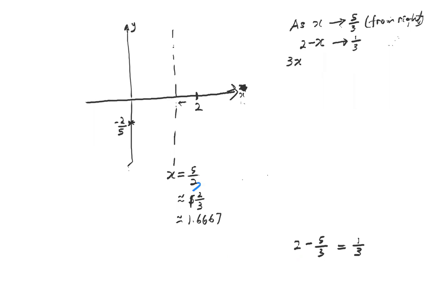Then the bottom is 3x minus 5. It will approach 0. But it's positive. Am I right? It's positive because it's from the right. So therefore, my fx, which is a fixed number, that is 1/3, divide by 3x minus 5.